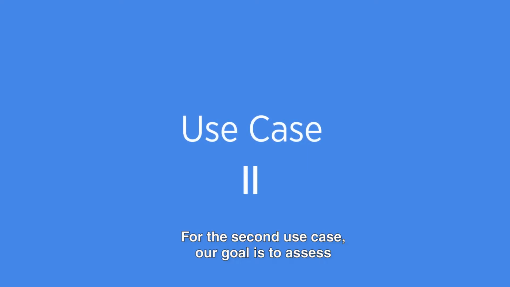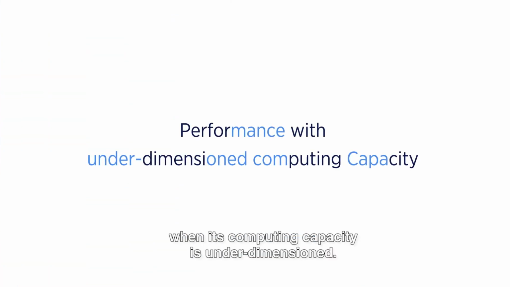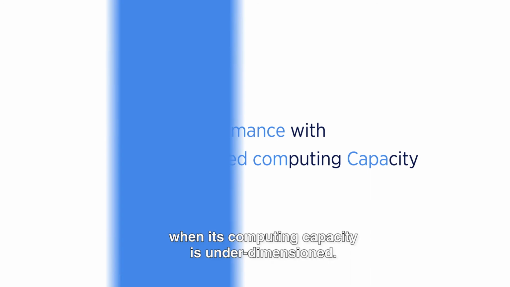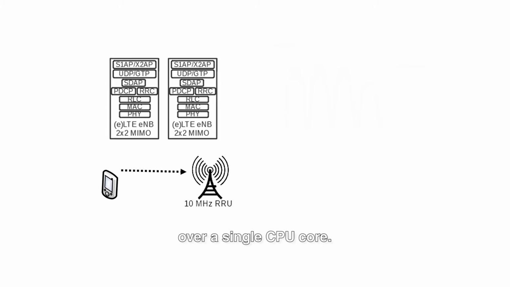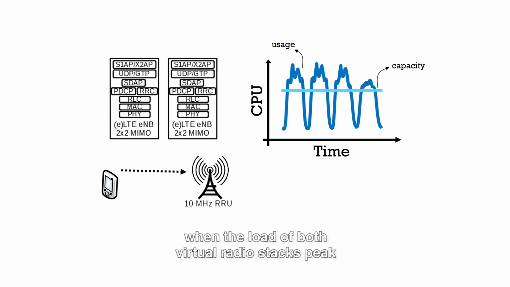For the second use case, our goal is to assess the performance of the vRAN system when its computing capacity is under-dimensioned. To this end, we deploy two virtual radio stacks over a single CPU core. In this context, the aggregate computational demand when the load of both virtual radio stacks peak at the same time is well above the system's capacity.